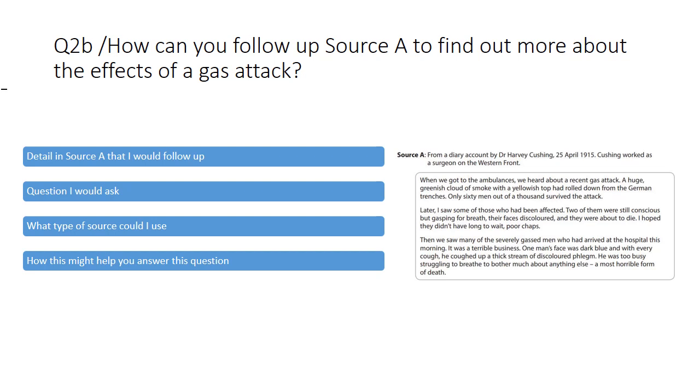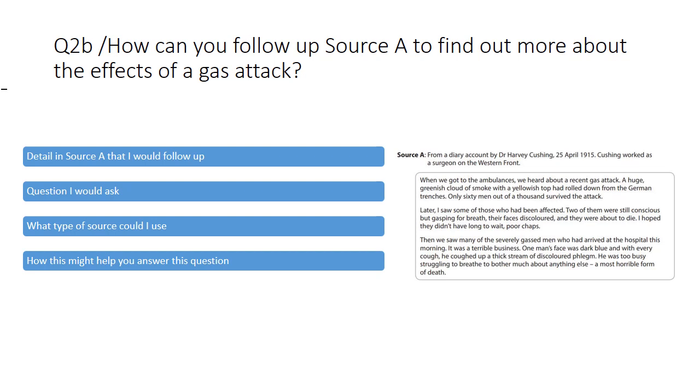So on to the last question. Let's go back to source A. What would we follow up? It's a 4-mark question, so all you need to do is write down four different things. So for the detail I could follow up, there are lots of different things, but I'll say just off the first sentence about the ambulances. The question I would ask is, what type of ambulances did they use? What type of source could I use to establish that?